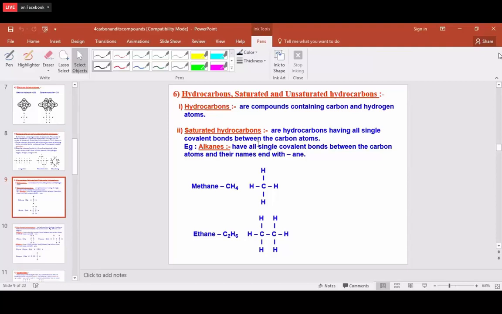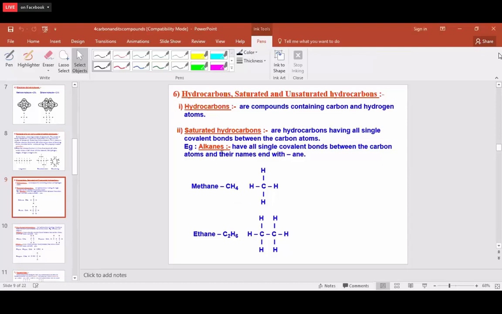Saturated hydrocarbons. Saturated means the carbon is tetravalent, so all the electrons are shared with four different atoms. That we call saturated hydrocarbons, having all single bonds. In other words, carbon should have single bonds with all four atoms. That we call a saturated hydrocarbon.